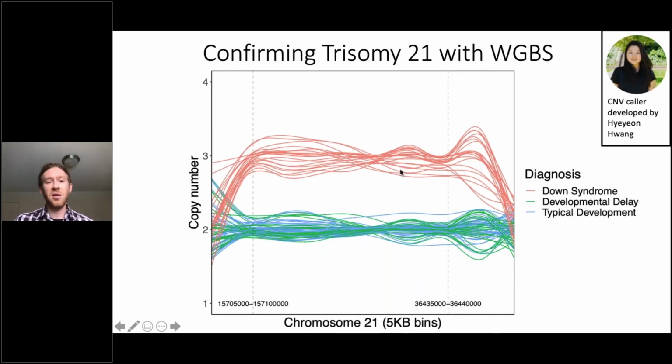And what you can see here is very clearly that for the chromosome 21 Q arm, which is within these boundaries, the Down syndrome samples have 3 copies present, but for developmental delay and typical development groups, there's 2 copies present. So the trisomy is only present in our Down syndrome group and not in any of the other groups. So this was a nice quick look to confirm the diagnosis of all our samples that we received.